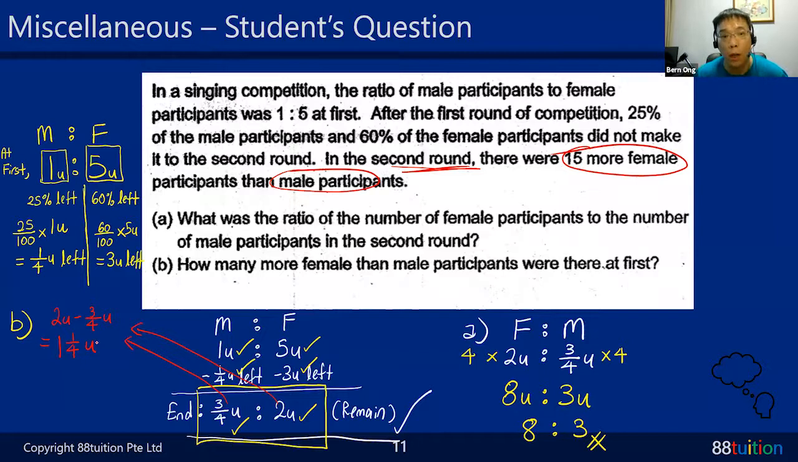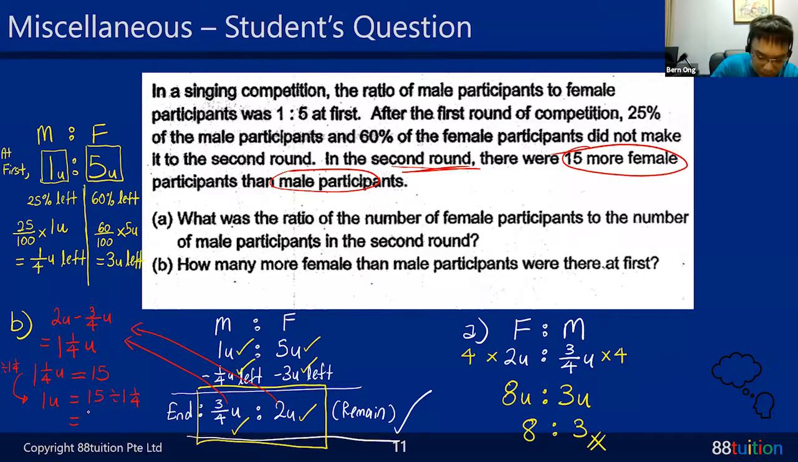And this 1 1/4 unit is the 15 more female one. So you can say 1 1/4 unit represents what? Represents 15. All right, go and find 1 unit. How do you find 1 unit? From 1 1/4, how do you get to 1? You divide by itself. So 15 must divide by 1 1/4. You must divide by 1 1/4. And therefore, 1 unit will be equal to 15 divided by 1 1/4 will give you a 12.